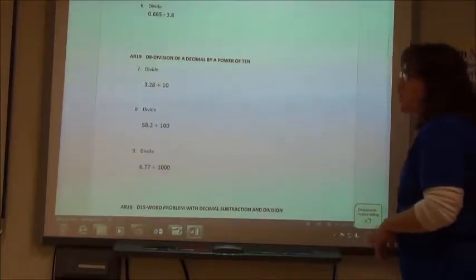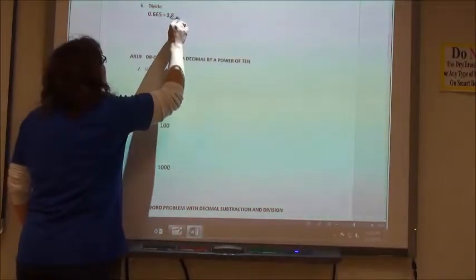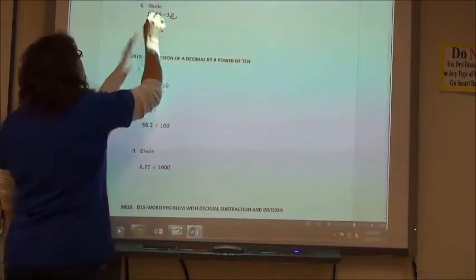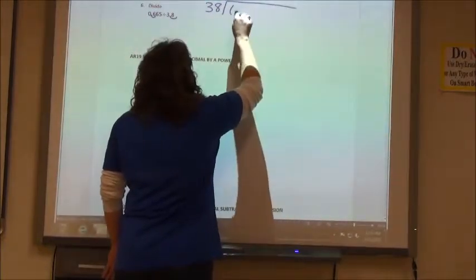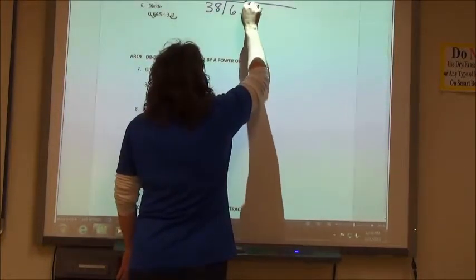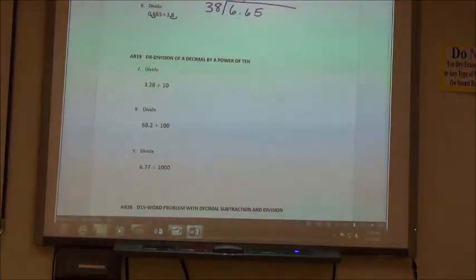Oh, there's one that doesn't turn out to a nice whole number. I have to make the divisor a nice whole number, which means I'm only going to move my decimal 1 place. So 38 into 6.65 is what I'm going to end up doing.